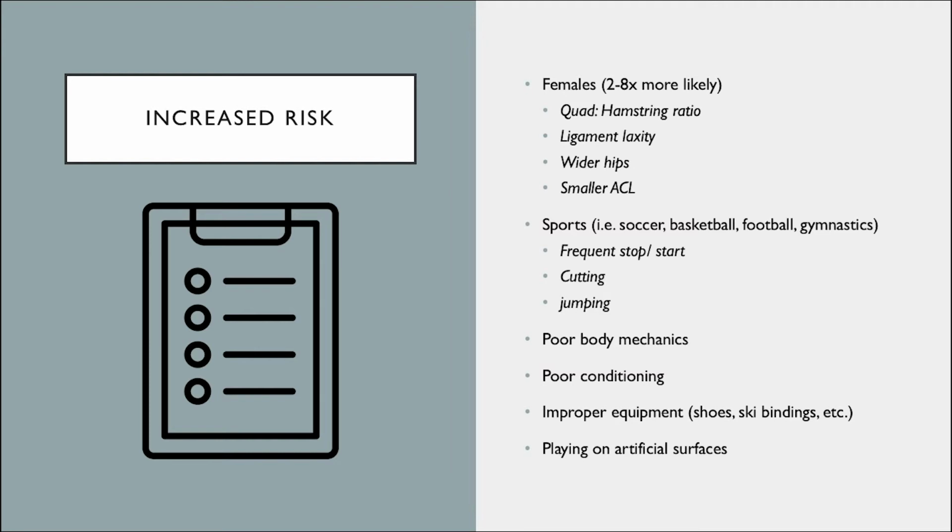So shoes, we all remember the Zion Williamson Nike shoe just blowing out. Things like that can put you at a huge increased risk of tear as well, in addition to playing on artificial surfaces. So your risk of tearing your ACL when playing on turf, especially in football players, studies have found that can be a risk factor.